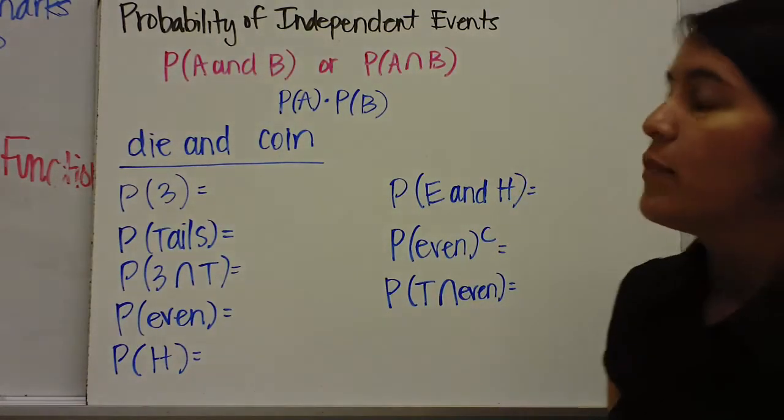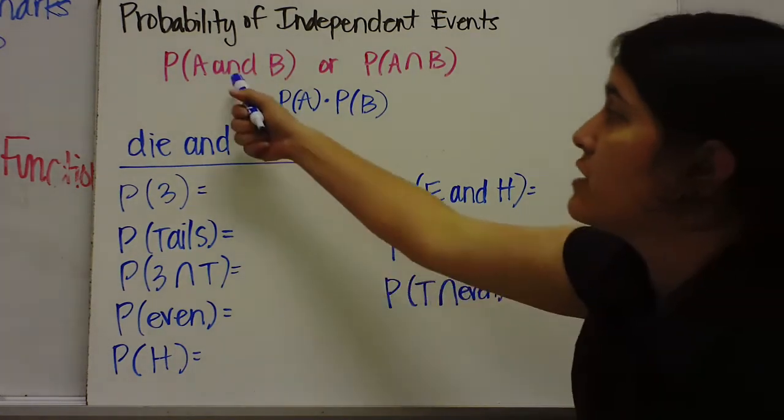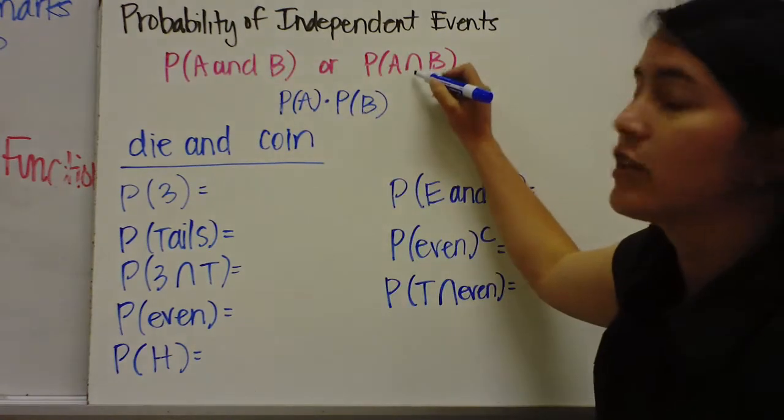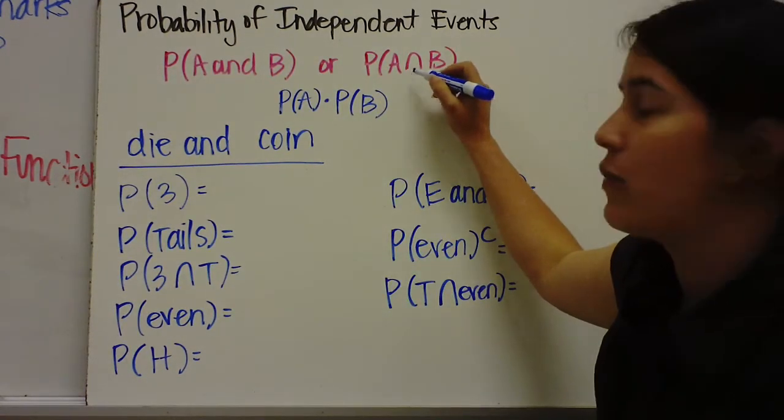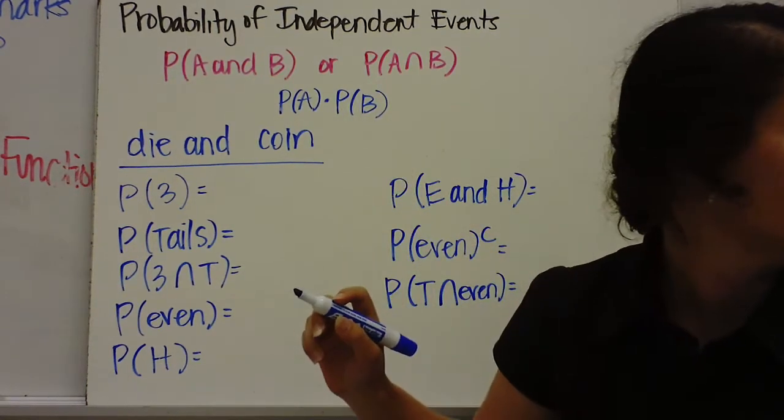All right. Probability of independent events. To find the probability of independent events, you might see the word and, or you're going to see the intersection sign, and what you do is you multiply the probability of A times the probability of B.